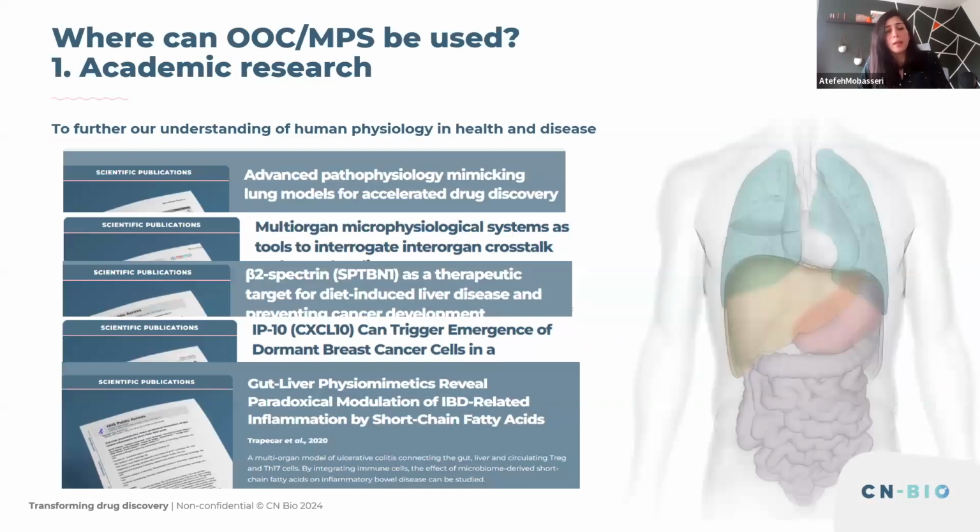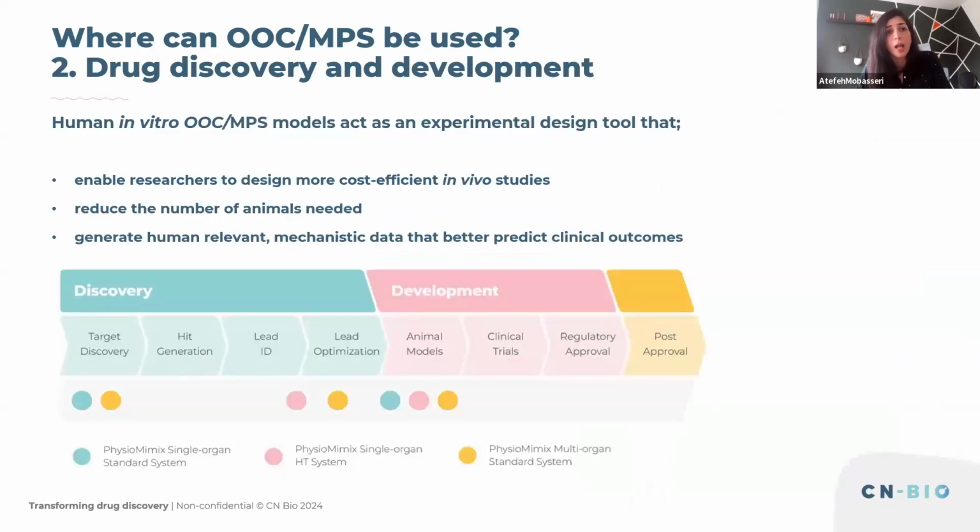And the organ-on-a-chip technology or microphysiological system can be used in an academic setup, as I mentioned, and these researchers can use this technology for developing human physiology, both in healthy models and also disease models. Also, the other application is in drug discovery and development.